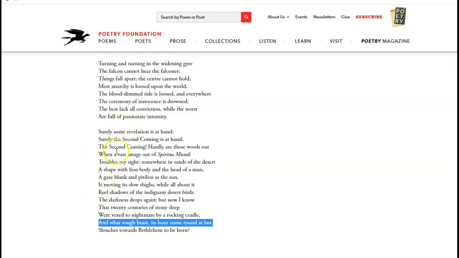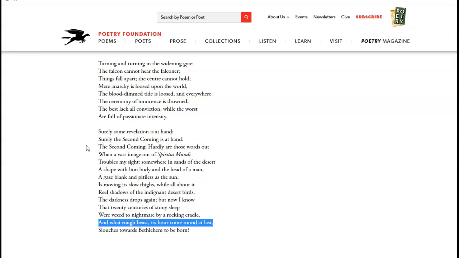But what is it? Let's read the lines. Surely some revelation is at hand. Surely the second coming is at hand. The second coming. Hardly are those words out when a vast image of Spiritus Mundi troubles my sight.